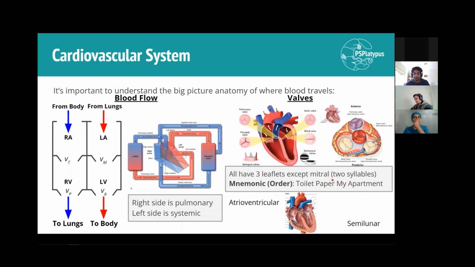And then the last thing you have to remember in terms of the valve structure is that they all generally have 3 leaflets. So that's the individual parts of the valves that are going to open up to let blood flow through. But there's also a bit of a peculiarity here where the mitral valve only has 2 leaflets. And the way that I remember it is it's the only word there with 2 syllables in it.